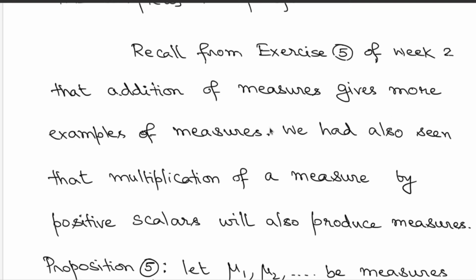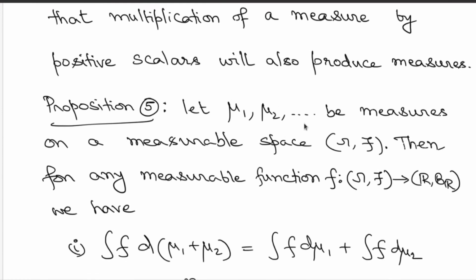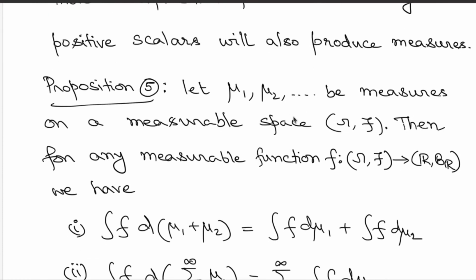So recall from this exercise 5 that addition of measures gives other measures. Okay, so what was this? If you have a sequence of measures, let's say, then mu1 plus mu2 plus mu3 plus dot dot dot will give you a measure. You can also state the same result for a finite number of measures. So if mu1 up to mu(n) are measures, then mu1 plus mu2 up to mu(n), that finite sum, will also be a measure.